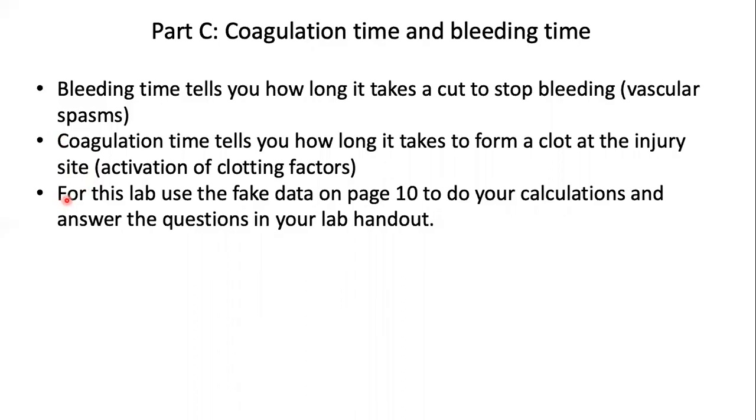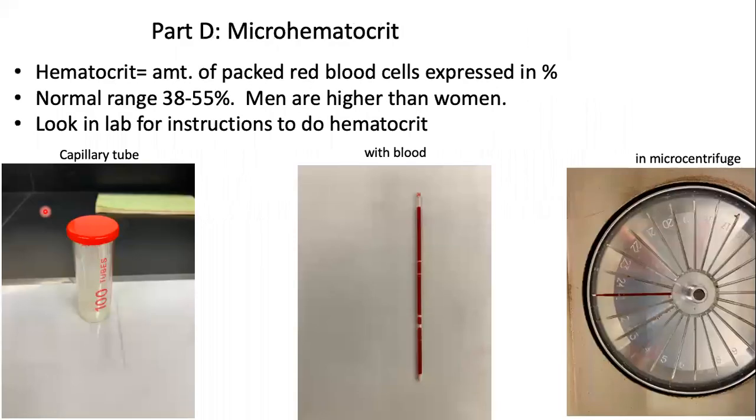For this lab, you're going to use the fake data on page 10 to do your calculations and answer the questions in your lab handout. So there's fake data in the thing for coagulation time and bleeding time. We technically don't do this in lab. Normally for lab, when we're on site, we use sheep's blood, and it has all the clotting factors removed because otherwise it would be a big glob of clotted blood and we wouldn't be able to use it. So we don't do this in lab. I just have students read it theoretically and understand it.